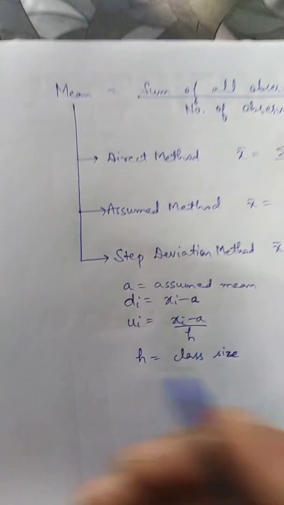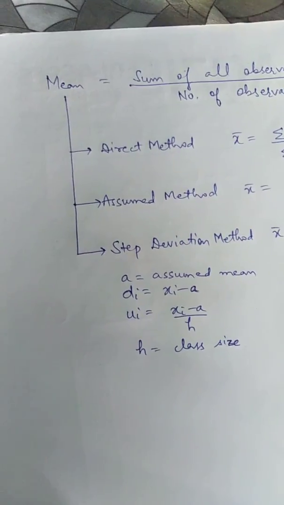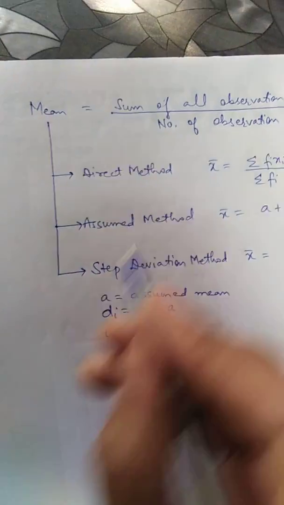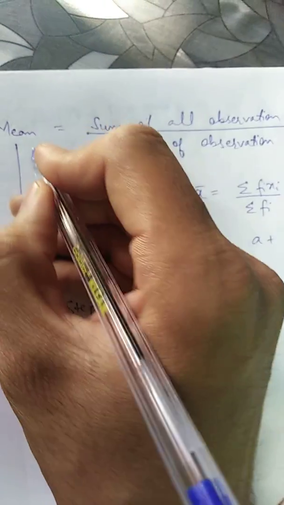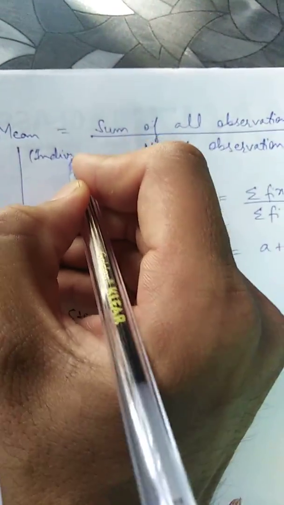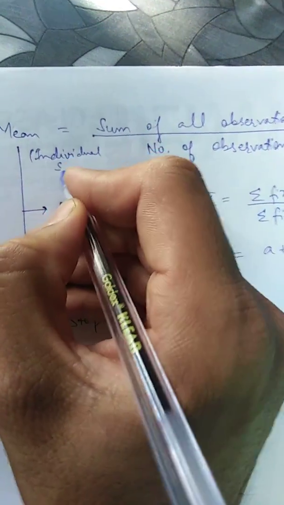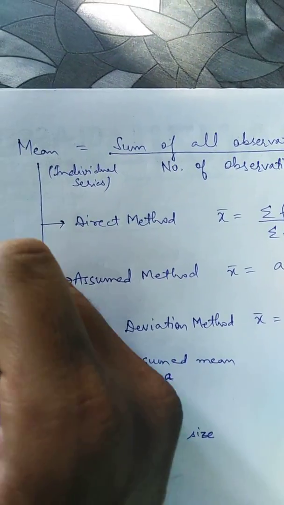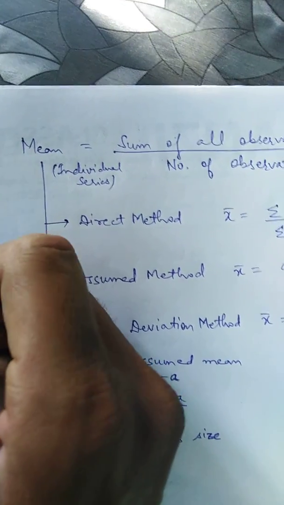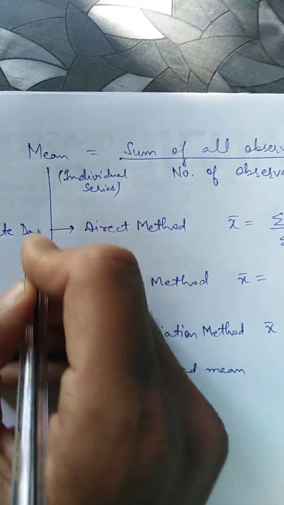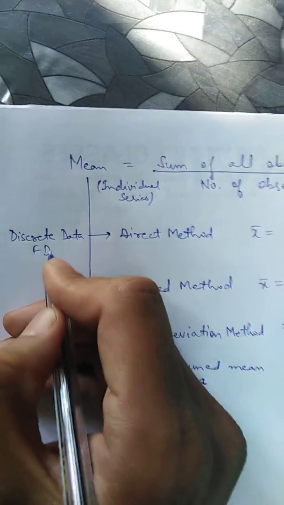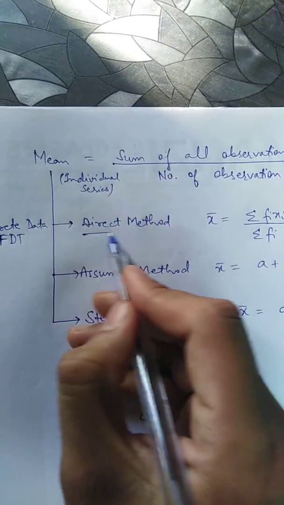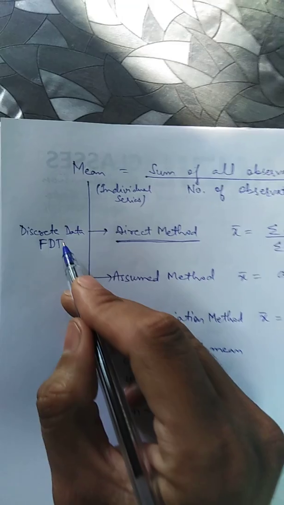Before moving further on these topics, let me first tell you for what type of data we can use which method. The first method, sum of observations upon number of observations, can be used for individual series. The direct method we can use for discrete data, or when we have a frequency distribution table. As I mentioned yesterday, this is for tabular form of data. So these two are the tabular form.